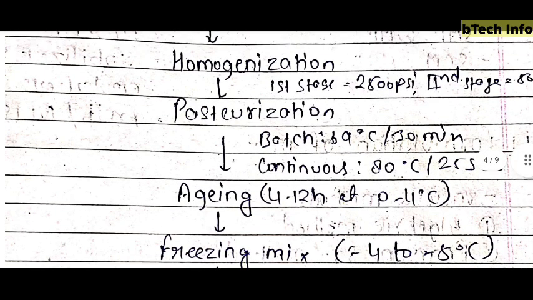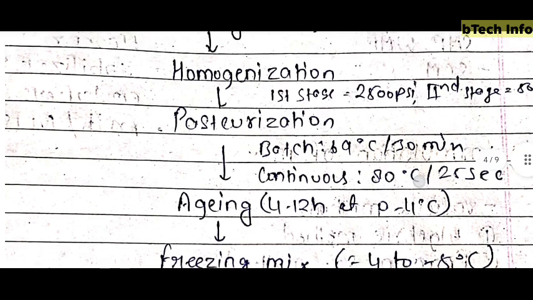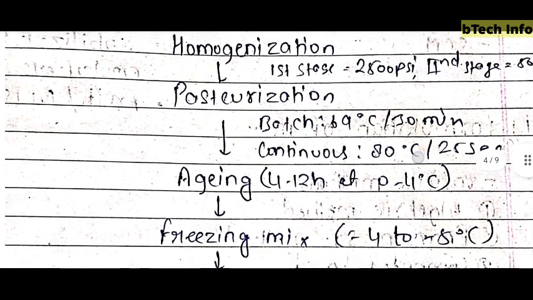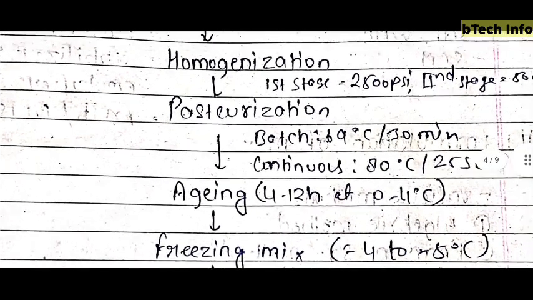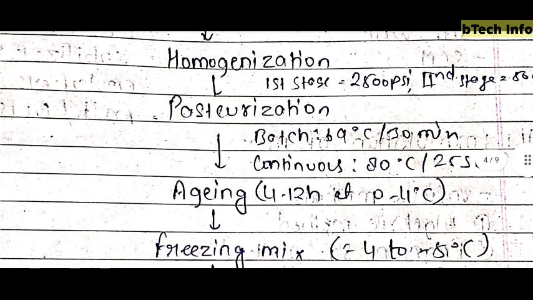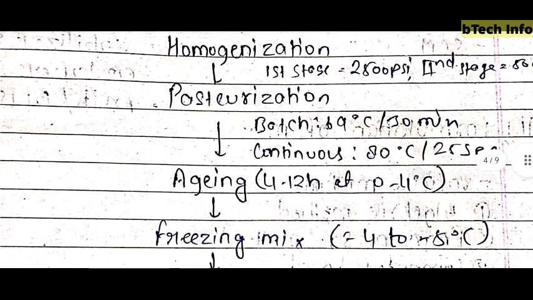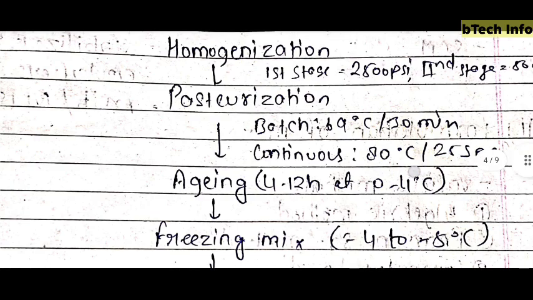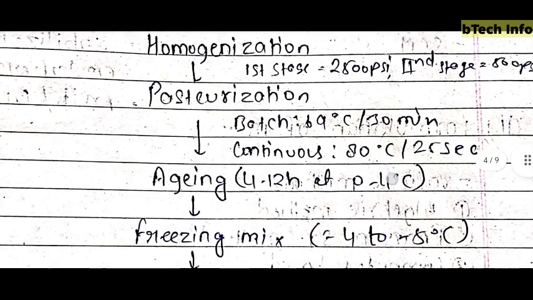stages, like we have studied in our previous videos. If you have not seen these videos, please go on the channel and write homogenization so you can see that. Now homogenization is done at two stages. In the first stage we do it at 2500 psi pressure, and the second is done at 500 psi pressure.